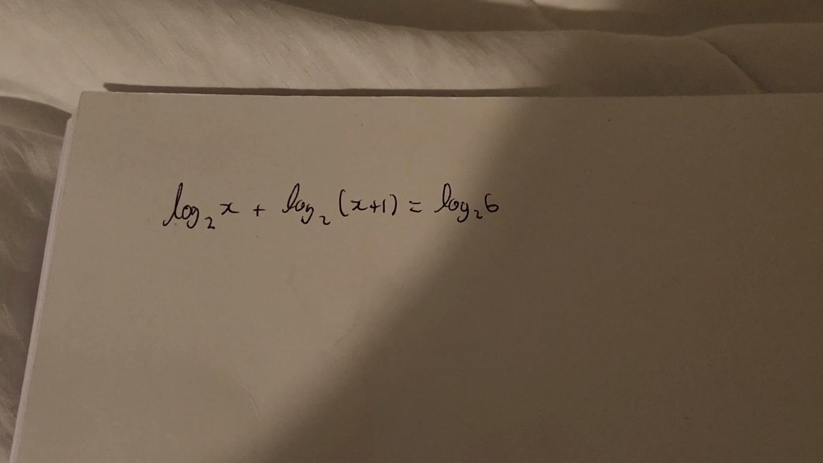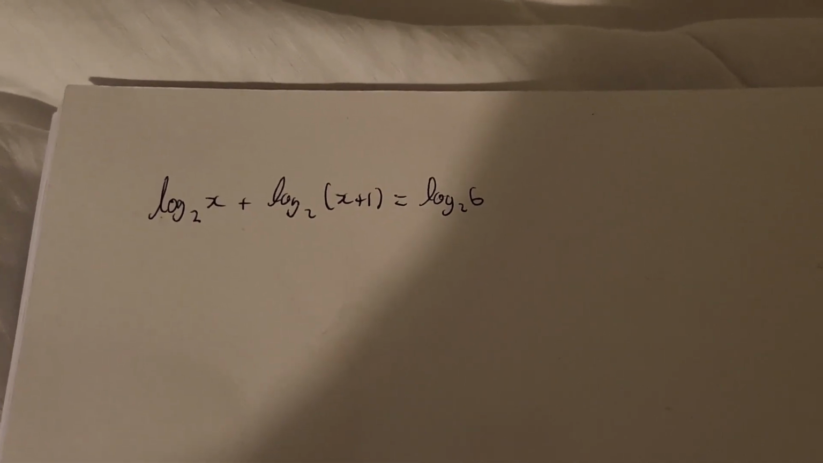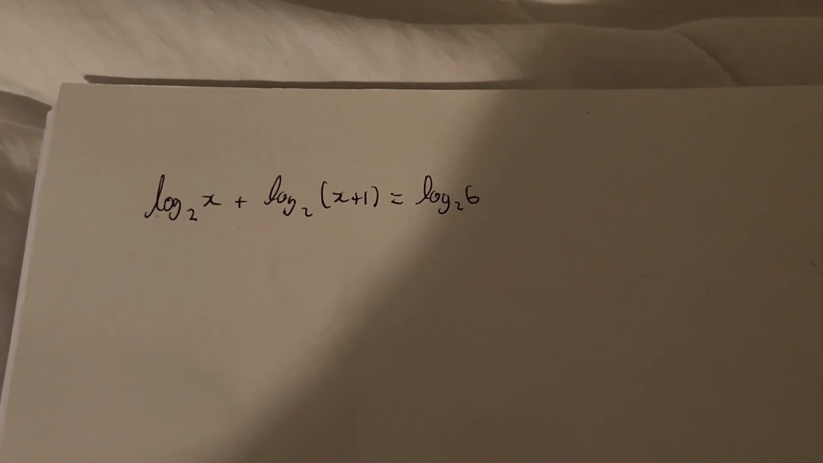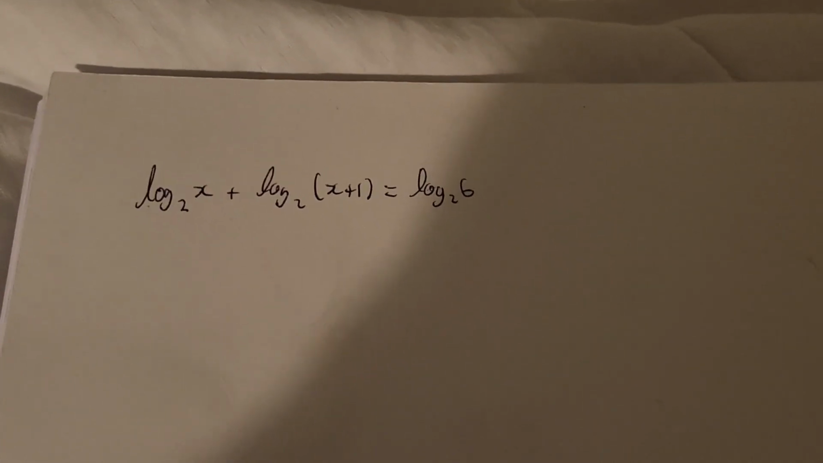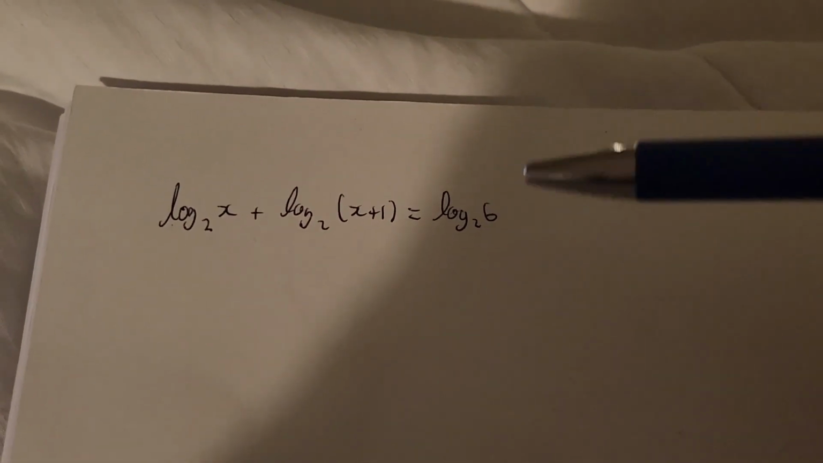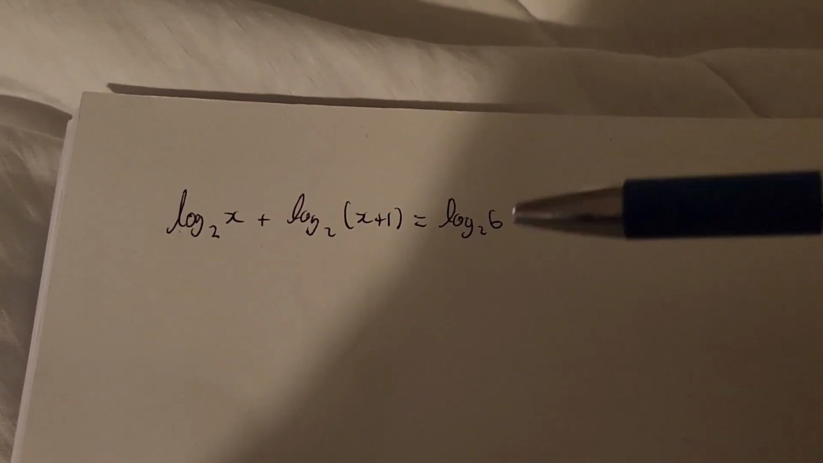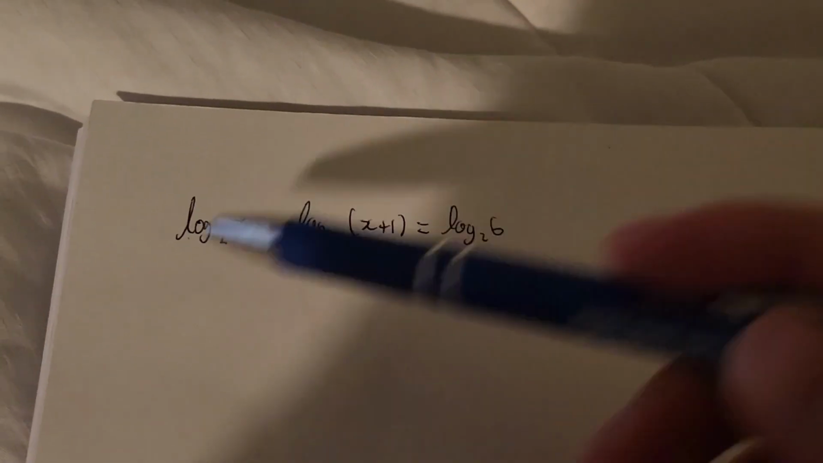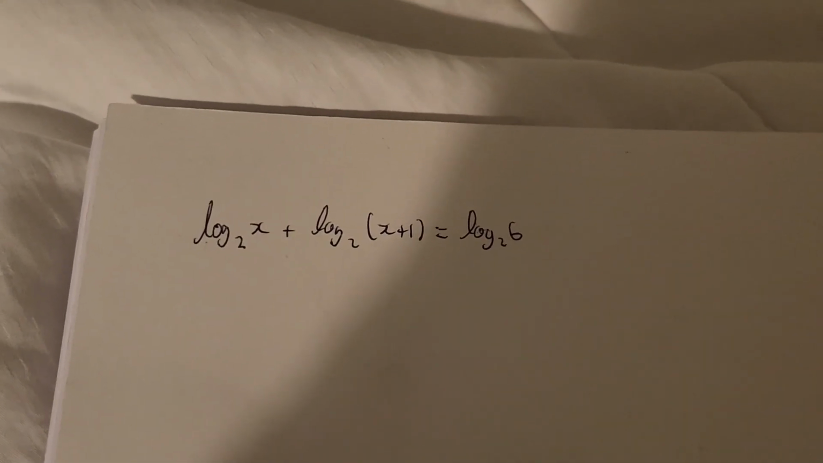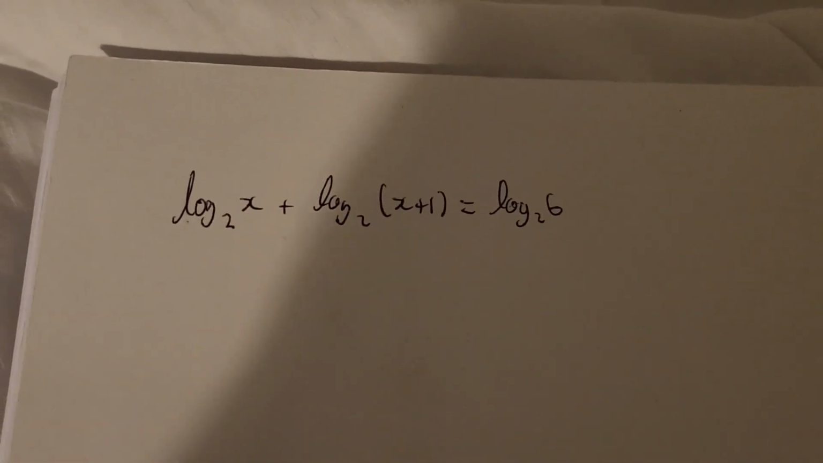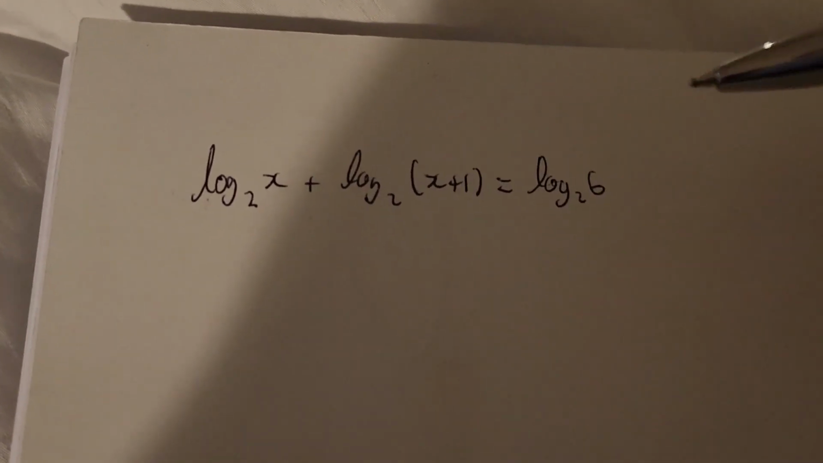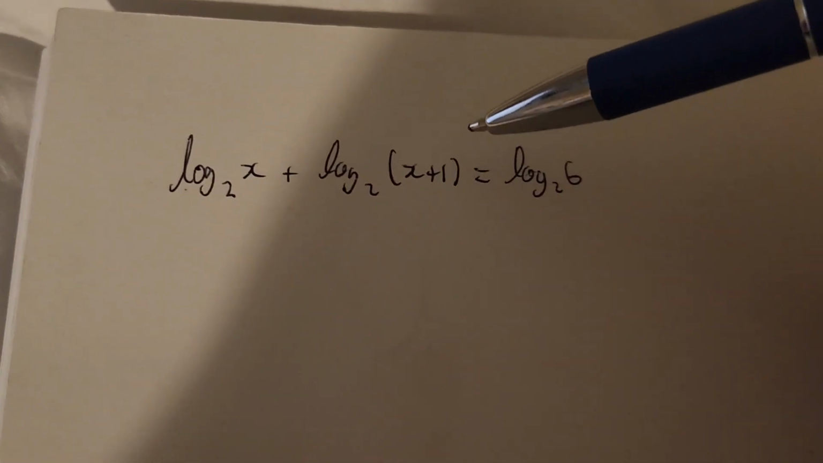So we have log base 2 of x plus log base 2 of x plus 1 is equal to log base 2 of 6. Firstly, before you solve any algebraic equation involving logarithms, you have to make sure the bases are the same. If the bases are not the same, use one of the log rules to change them so they're exactly the same. But here, it seems like the bases are already the same, so not much to worry about there. Now, what can we do to solve for x, right?